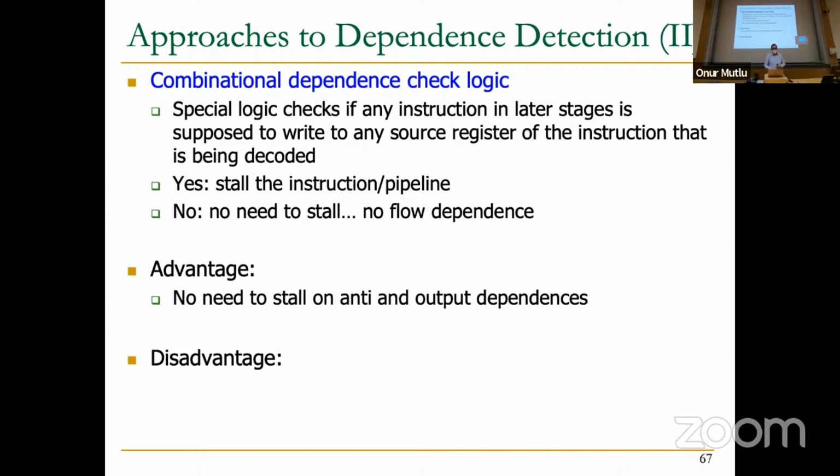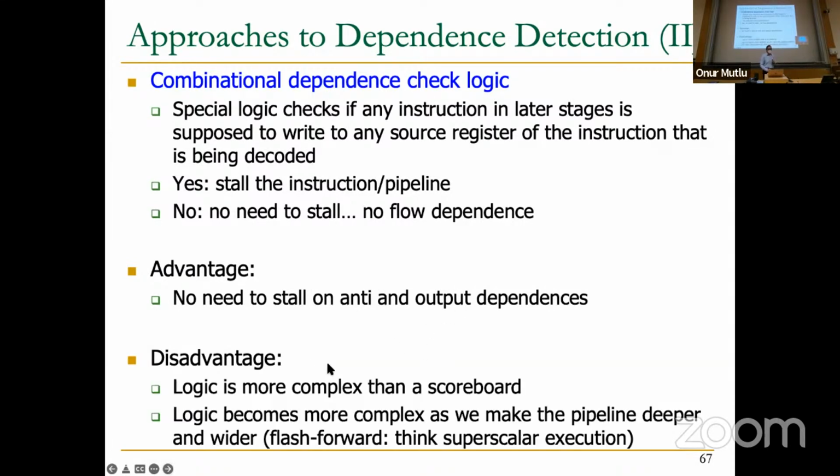That's good, because we're writing to the register file in order, meaning we're never doing out of order writing to the register file. So the register file is updated in order. The disadvantage is the logic is much more complex than a scoreboard. And the logic becomes even more complex as the pipeline depth increases, basically.